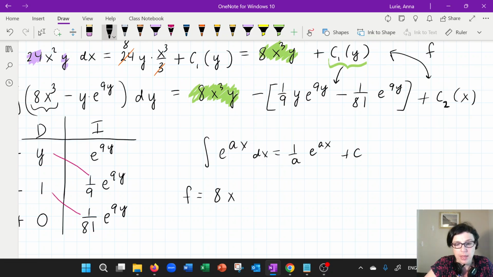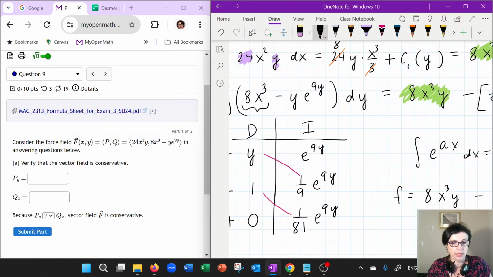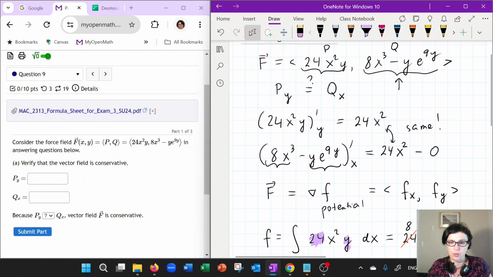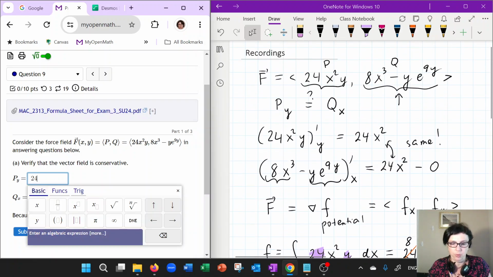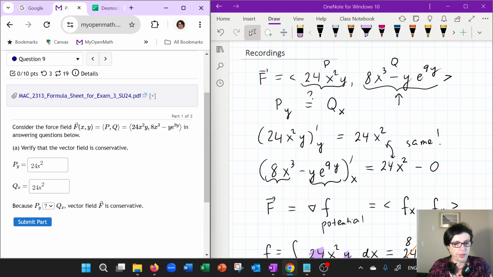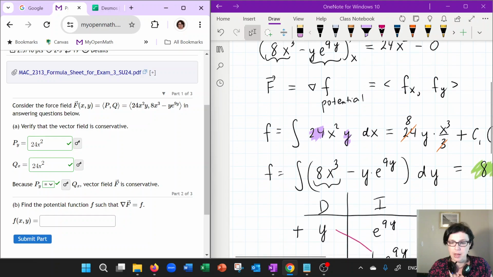That will be 8x cubed y minus 1/9 y e to the 9y, and then plus 1 over 81 e to the 9y. Okay, looks like that's what is going to happen here. Now, because this is step by step and I do want to check my answers, I am going to enter them. So 24x squared, 24x squared, are they the same? Yes, they are. Conservative.